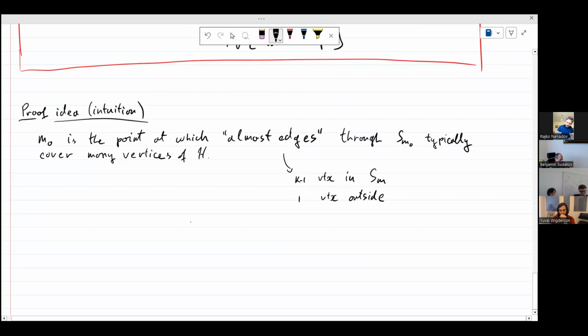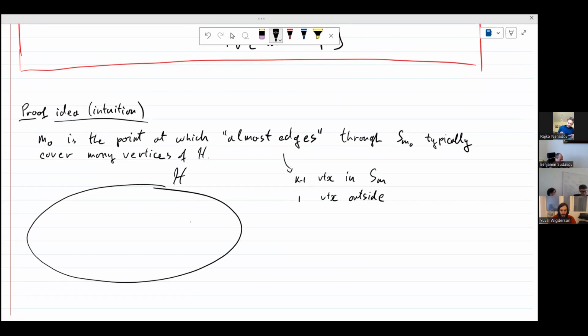So if this is H, and then this is my Sm. Let's assume that my hypergraph is three-uniform. Then for many vertices outside of Sm, there will exist two vertices inside Sm such that these three form an edge. What this means is that if my random subset is independent, then this vertex cannot be inside Sm.